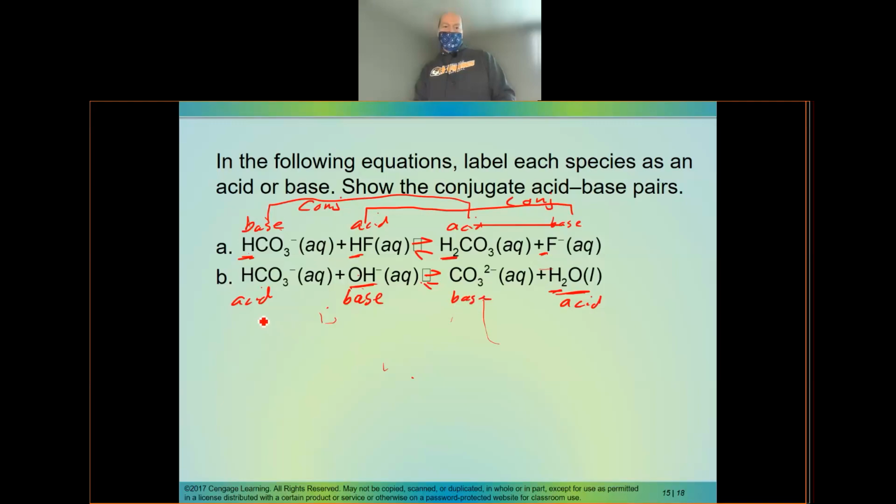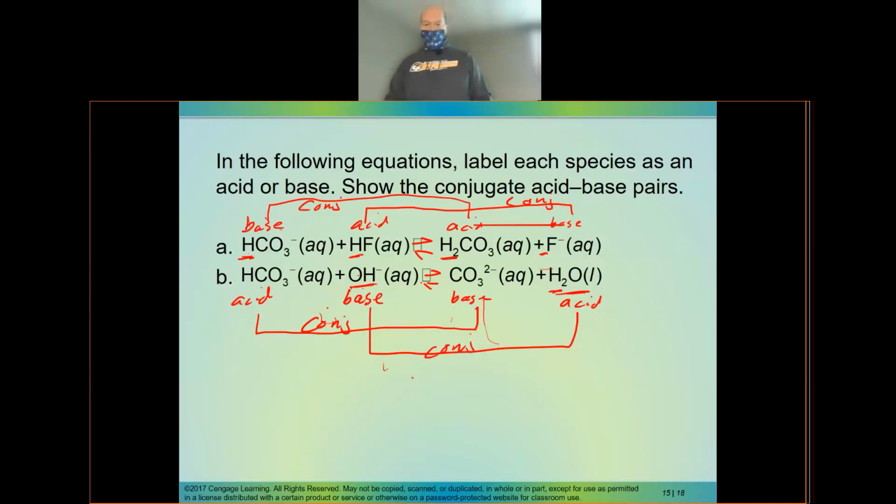And then we just connect the acid on the left side with the base on the right side. They will always be conjugates. They will always differ by 1 H plus. And the one with one less H plus is the base. The one with one more H plus is the acid, always. And here's your conjugate acid-base pairs. OH minus, H2O differ by 1 H plus.